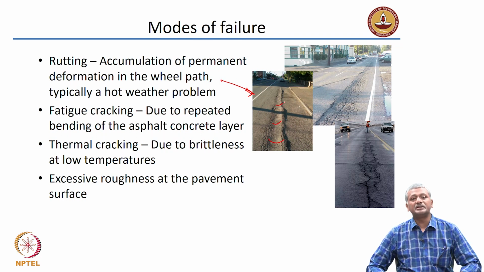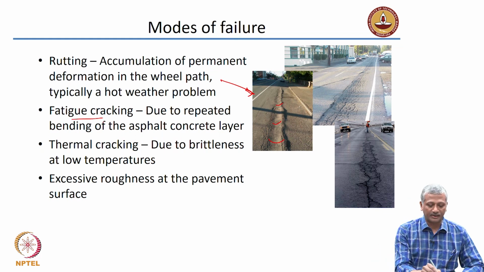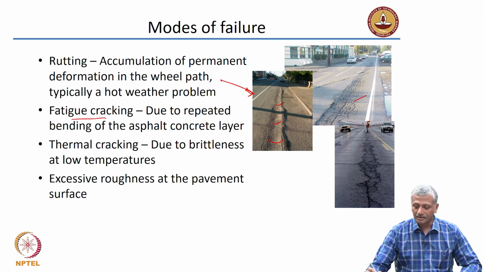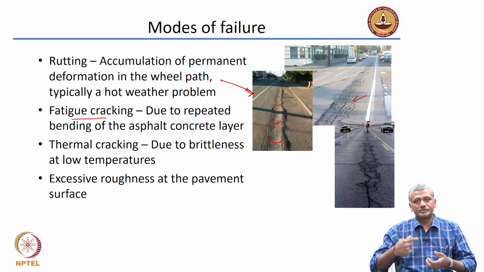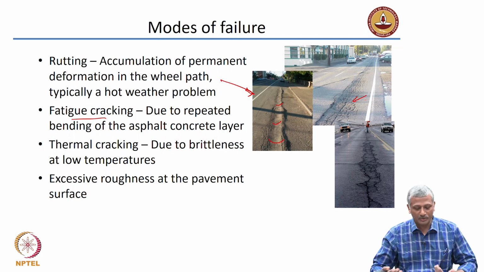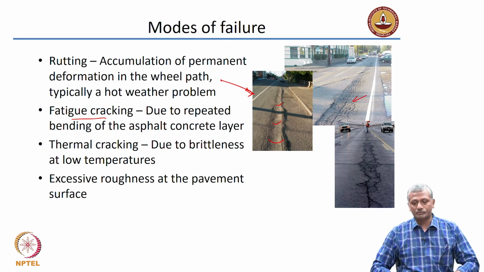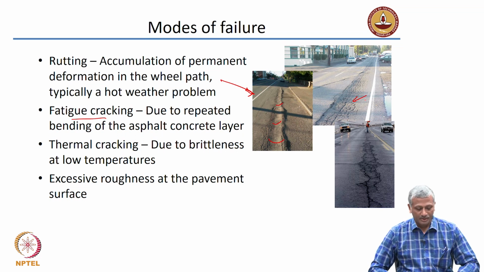Sometimes, because of repeated bending of the asphalt layer, you can get accumulated problems because of fatigue cracking. Fatigue cracking is quite similar to what you see here. There is bending of the asphalt pavement, and because of repeated loading, multiple cycles of loading, the material starts giving way and you get such cracks in the asphalt concrete layer. Thermal cracking can happen because of brittleness at low temperatures. When you have very low temperatures, asphalt starts behaving like a brittle elastic solid and tends to crack. That's a common phenomenon that we observe.